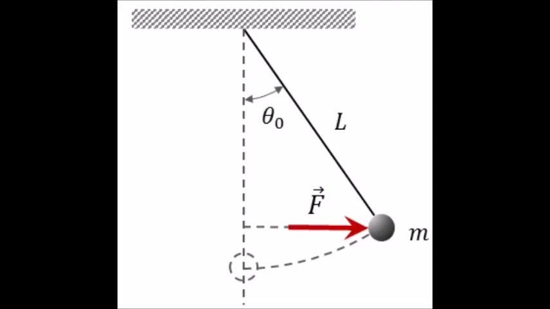A simple pendulum consists of a mass M hanging from a string of length L and fixed at a pivot point P. When displaced to an initial angle and released, the pendulum will swing back and forth with periodic motion.